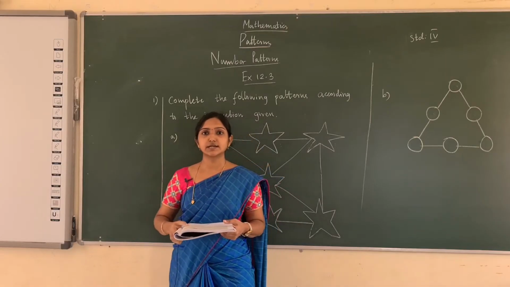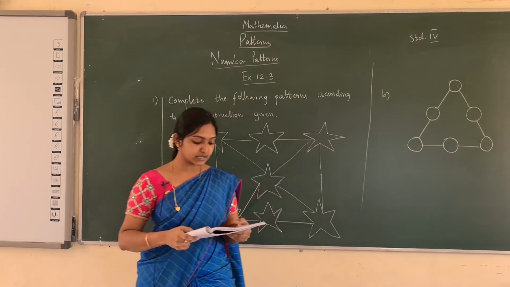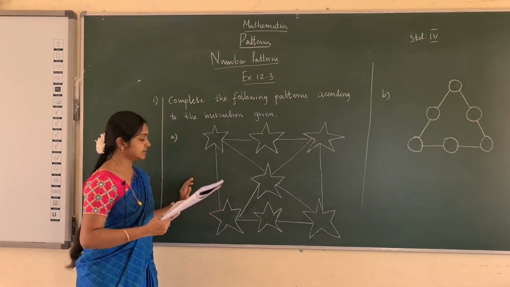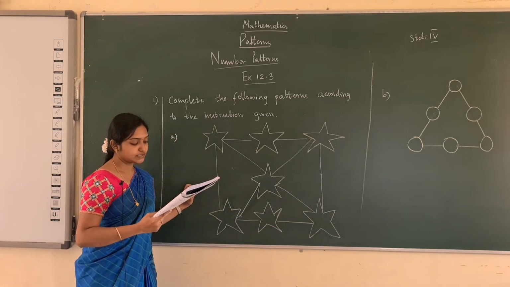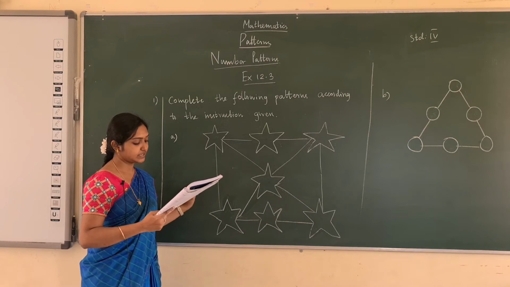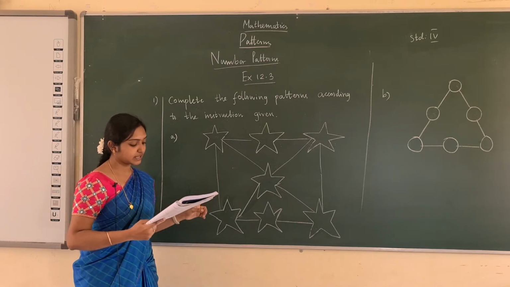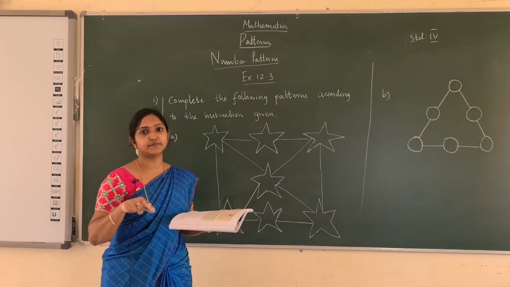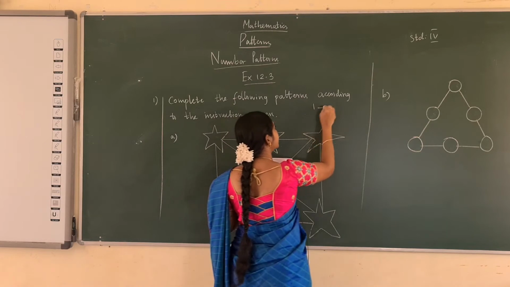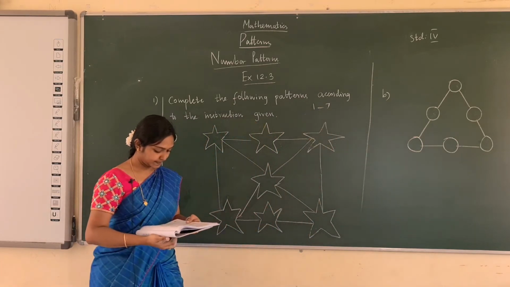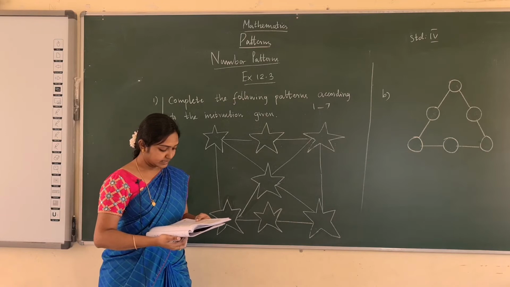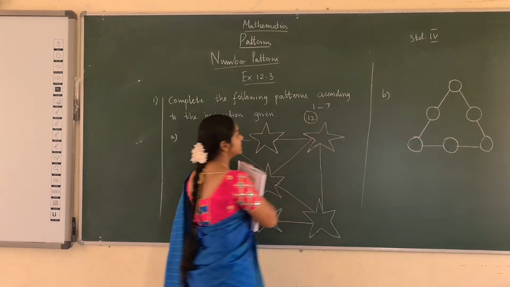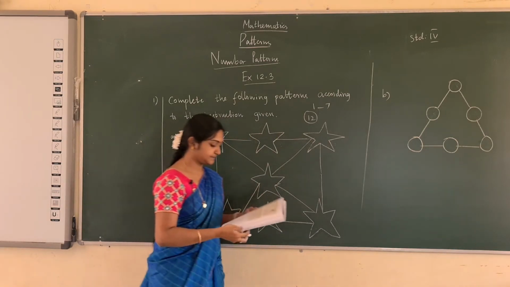Now we are going to solve exercise 12.3. The first problem is complete the following patterns according to the given instruction. Here for the first one, the rule given is use numbers from 1 to 7 such that the sum of the numbers in each line must add up to 12. We can use the numbers from 1 to 7, but the sum of the numbers in each line must add up to 12.